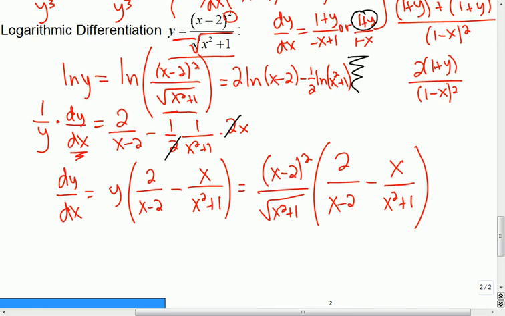Okay? So that's implicit differentiation. I'm going to give you guys some time now to work on your homework.